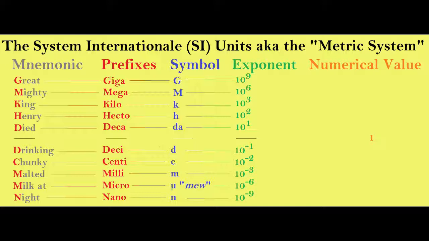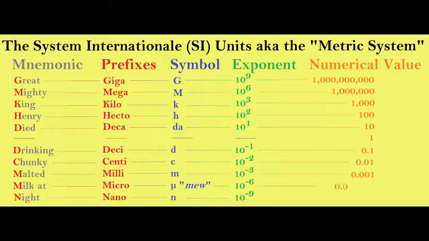Each of these has its numerical value. Giga is 1 billion, mega is 1 million, kilo is 1,000, hecto 100, deca is 10. As you can see, 1 has no prefix, no symbol, and no exponent. Then we get to deci, it's 0.1. 0.01 is centi, 0.001 milli, and then we get to 1 millionth and 1 billionth, and that's micro and nano.